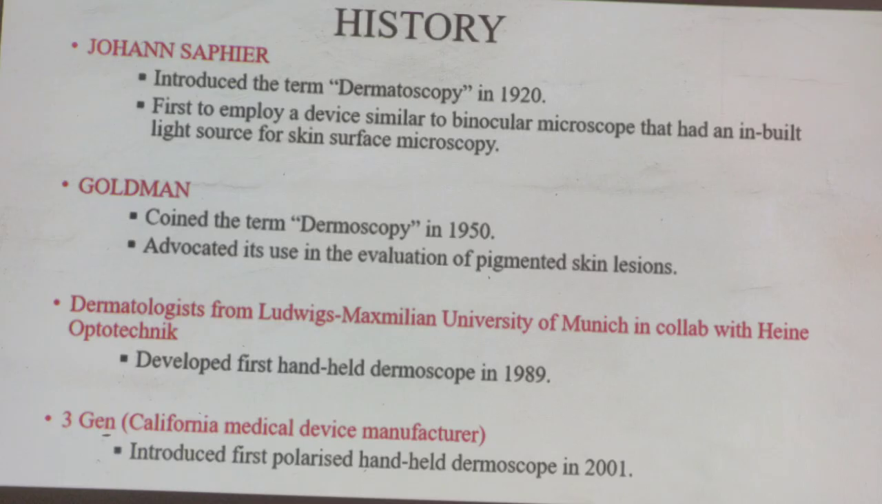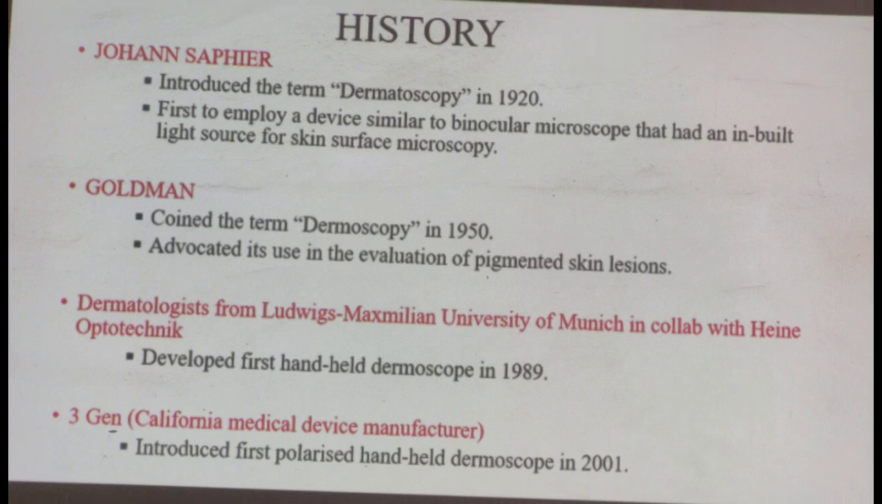Into the history of dermatoscope. Johann Saphier was the first to introduce the term dermatoscopy in 1920. He was the first to employ a device similar to binocular microscope that had an inbuilt light source for skin surface microscopy. Goldman coined the term dermoscopy in 1950 and advocated its use in the evaluation of pigmented skin lesions.